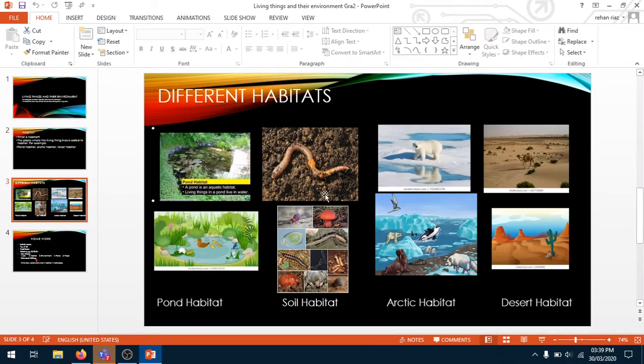You can draw earthworms and mushrooms. In the soil habitat you can draw beetles and centipedes. And in the pond habitat you can draw the water, ducks, lotus, dragonflies, all types of plants. Okay, this is your homework and it is very important.